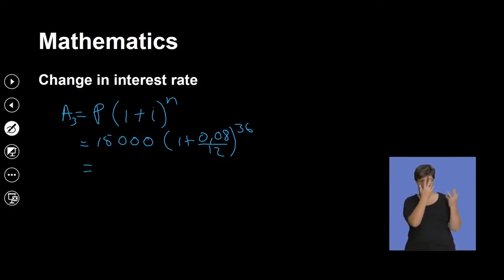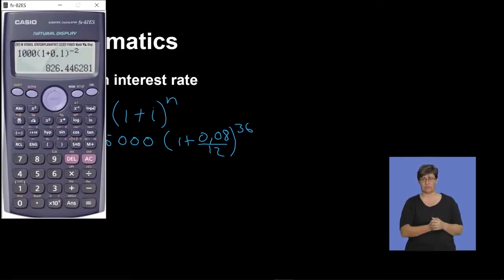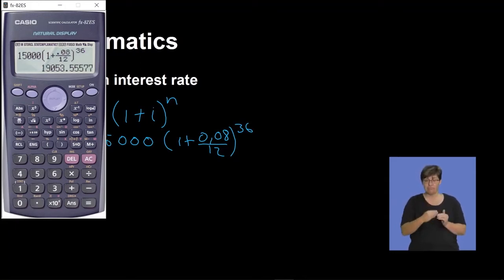That's the first calculation, right? So let's just perform that calculation quickly. Sibusiso invested 15,000 and he was gaining an interest of 8%, 0.08 over 12 months in every year, and this was to the exponent of 36. So you can see that his investment is now worth 19,053 rands and 56 cents, right?